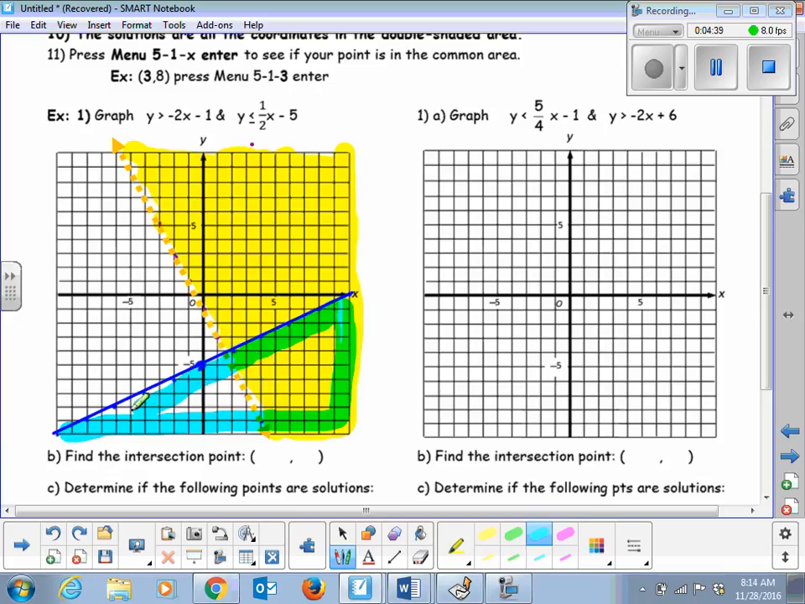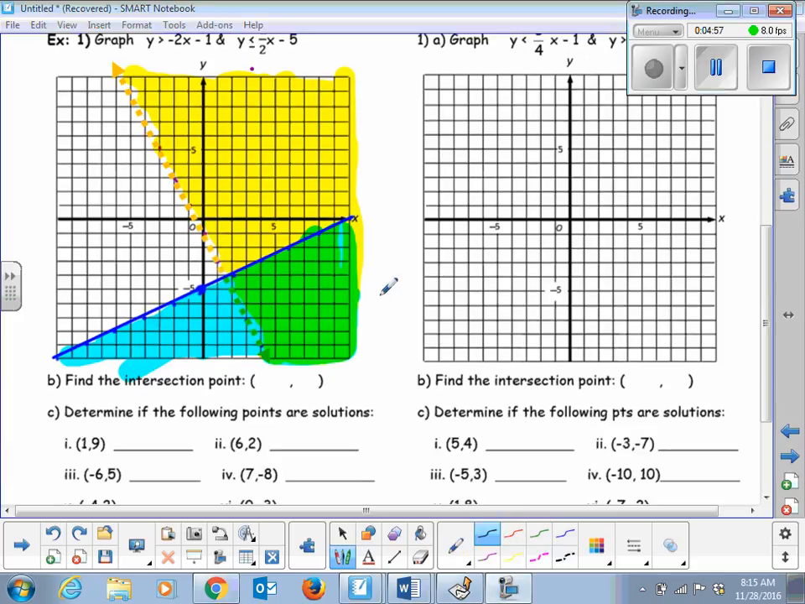And if you notice on the right corner, as I'm shading, part of this turns green. This is my double shaded area. So right here, from this line to the blue line, all of this is my solution.